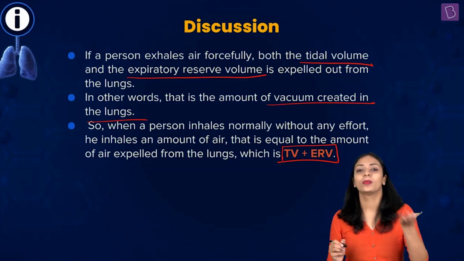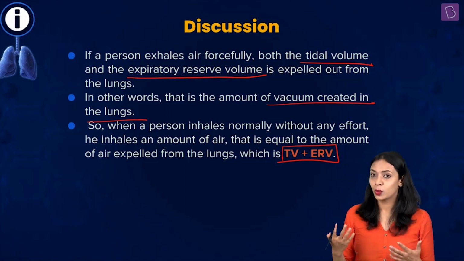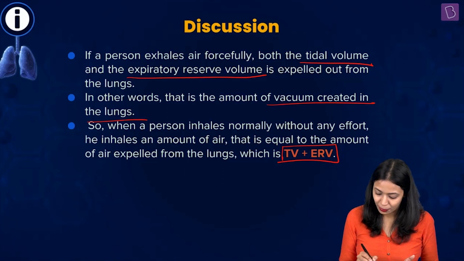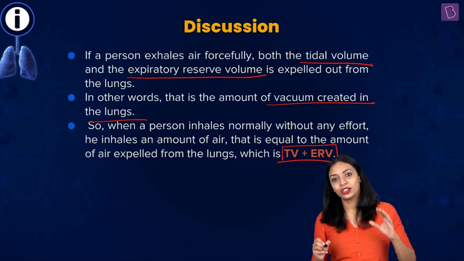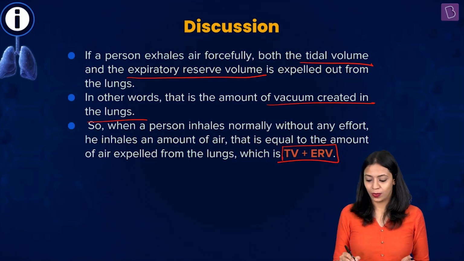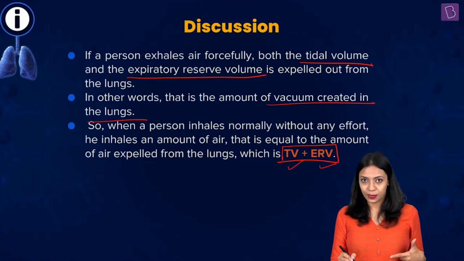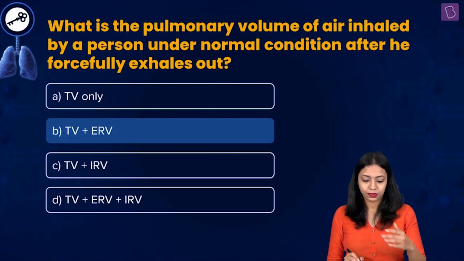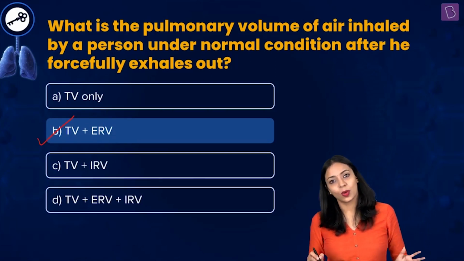So when a person is normally inspiring after forcibly expiring, an equal volume will be taken in. When a person inhales normally without any effort, he inhales an amount of air that is equal to the amount of air that was expelled. So while forcible expiration, we would have given out TV plus ERV. By normal inspiration back, we will be taking back the same amount. So the correct answer to this question is TV plus ERV, which is option B.